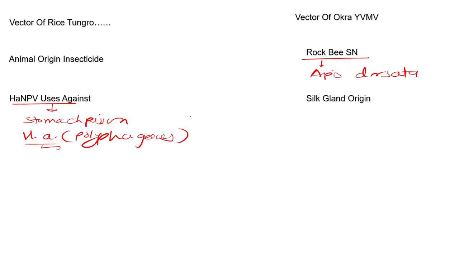Next question is silk gland origin. Origin of silk gland, which is ectodermal in origin. What we call ectodermal in origin.